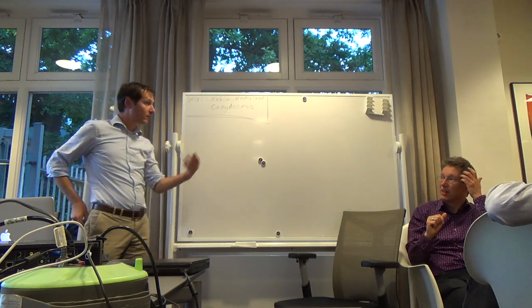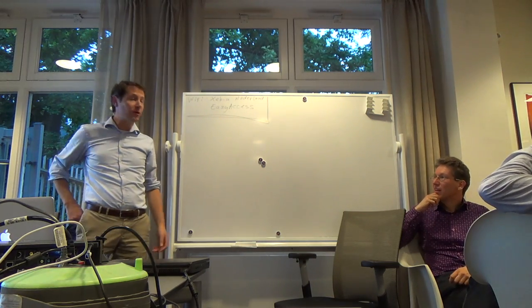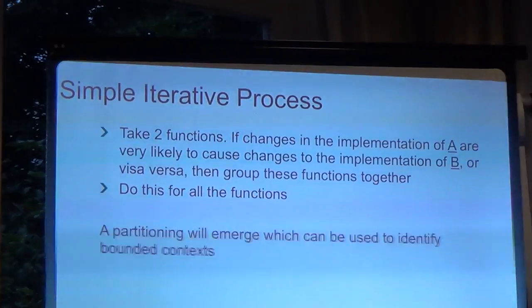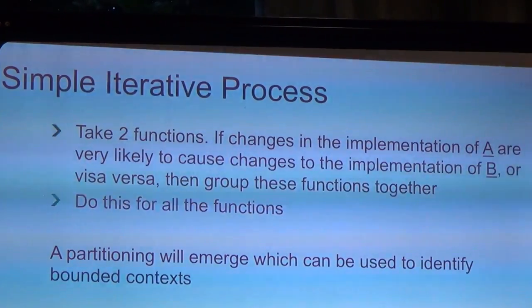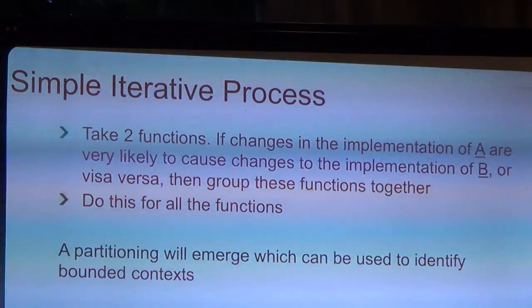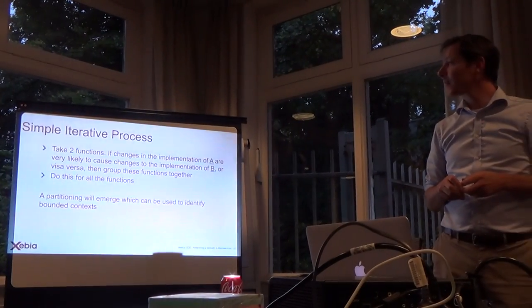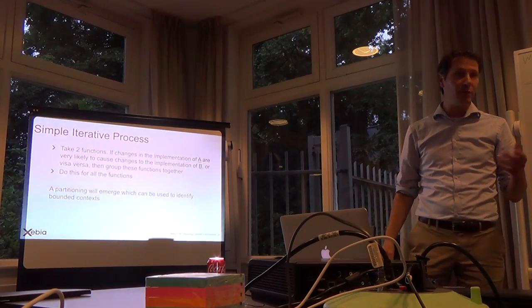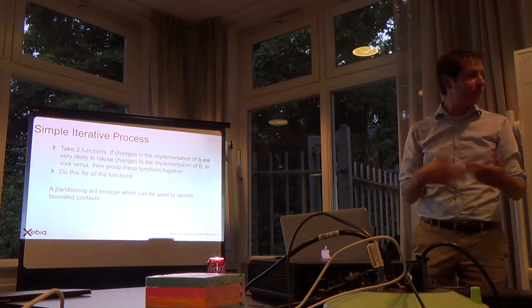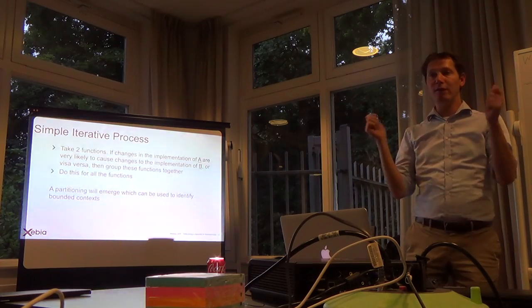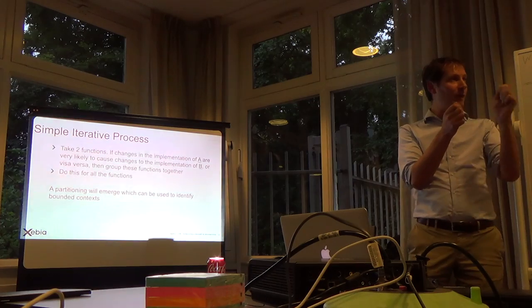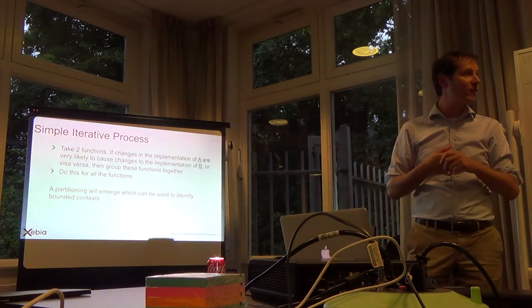Another technique is even simpler. It's a simple iterative process, and you might like to do a quick exercise. So I'll divide the group into, I think, four teams. It's very easy. I've got a list of functions of a web shop. It's not exhaustive, so you can think of stuff yourself. You take two functions and put them together and ask: are these two functions related? If I make a change to this, will that then be impacted? Are they synergistic or not?